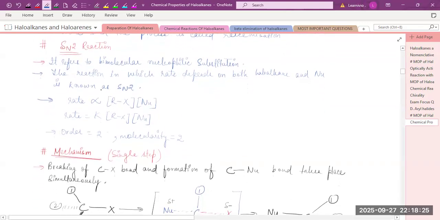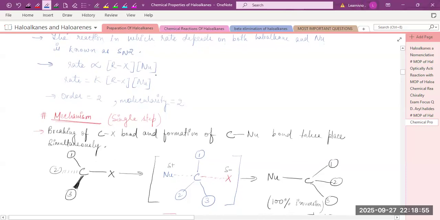Okay, now the second is bimolecular nucleophilic substitution reaction. So SN2 reaction क्या होता है? It refers to the bimolecular nucleophilic substitution, the reaction in which the rate depends on both haloalkane and nucleophile. Haloalkane means the substrate पे भी depend करता है and also on the nucleophile. So that's the SN2 reaction.